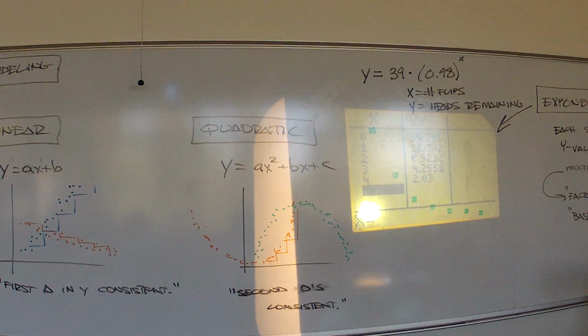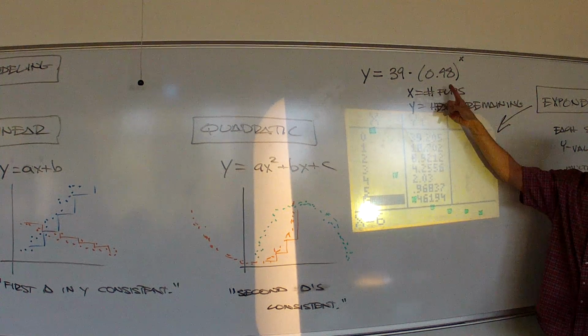Watch this. Keep flipping. Flip 5 times. According to this, we should have 1 head left, which we did after 5 flips. Flip a 6th time. It's now at 0.46, which rounds down to 0. And that's when we ran out of heads.